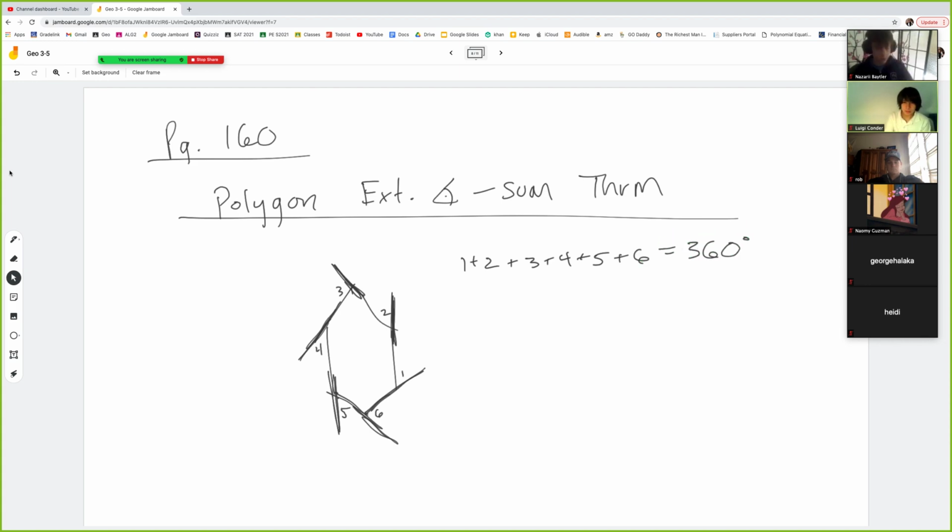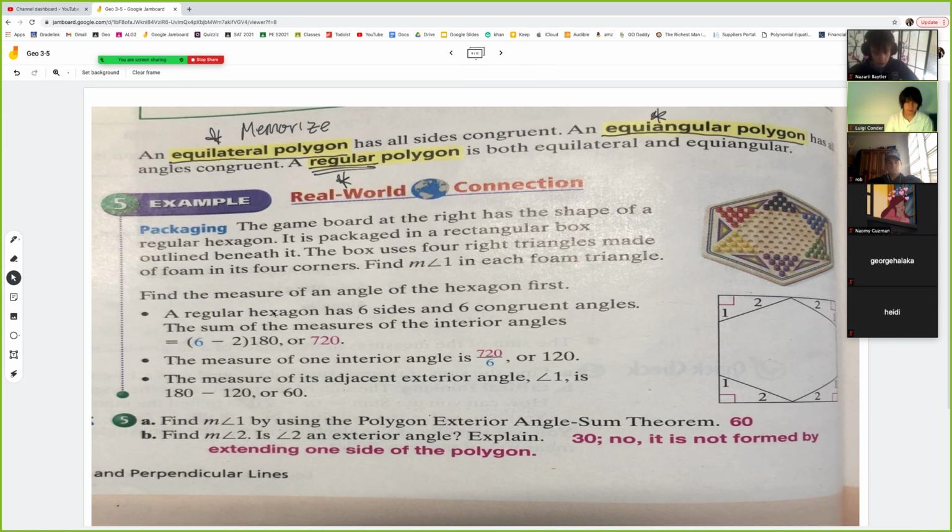The sum of all the exterior angles of a regular polygon is 360. Okay? Now, moving on into the question that we were just doing with the real world problem, we need to first find the interior angles.